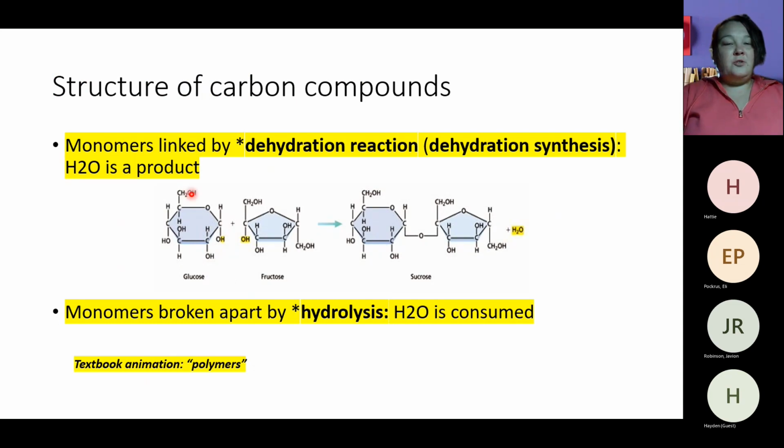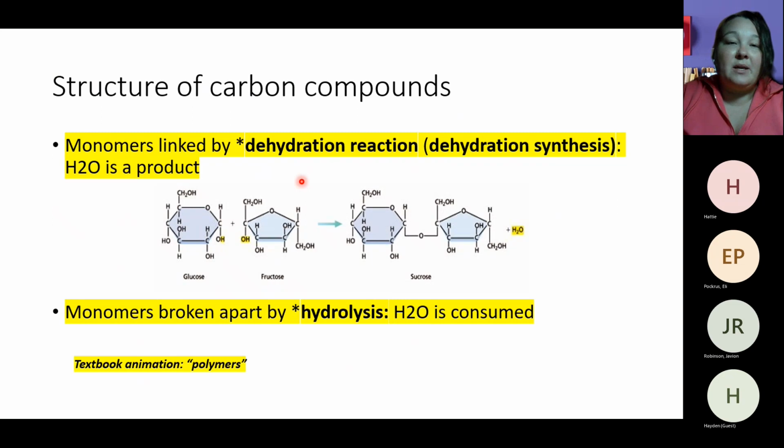Monomers, here are two monomers. We have glucose and we have fructose. They are linked together through a chemical reaction called a dehydration reaction. Sometimes it's called dehydration synthesis. What this means is that water is a product. So think about the word dehydration. What does dehydration mean? It means you don't have enough water.